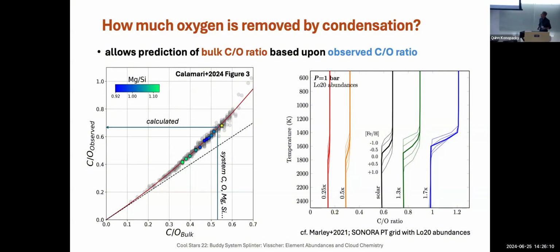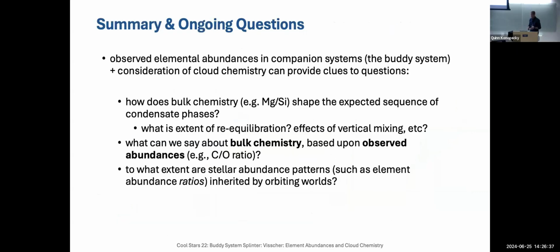What this lets us do then is, if we have an observed C to O ratio, we can say something meaningful about what the bulk C to O ratio is for that object. So even if we can't see the bulk C to O ratio directly, if we can say something about the cloud chemistry going on in these worlds, we might be able to say something about the bulk C to O ratio for that object. And I'm out of time, so I'll stop there with my conclusions. Thank you.